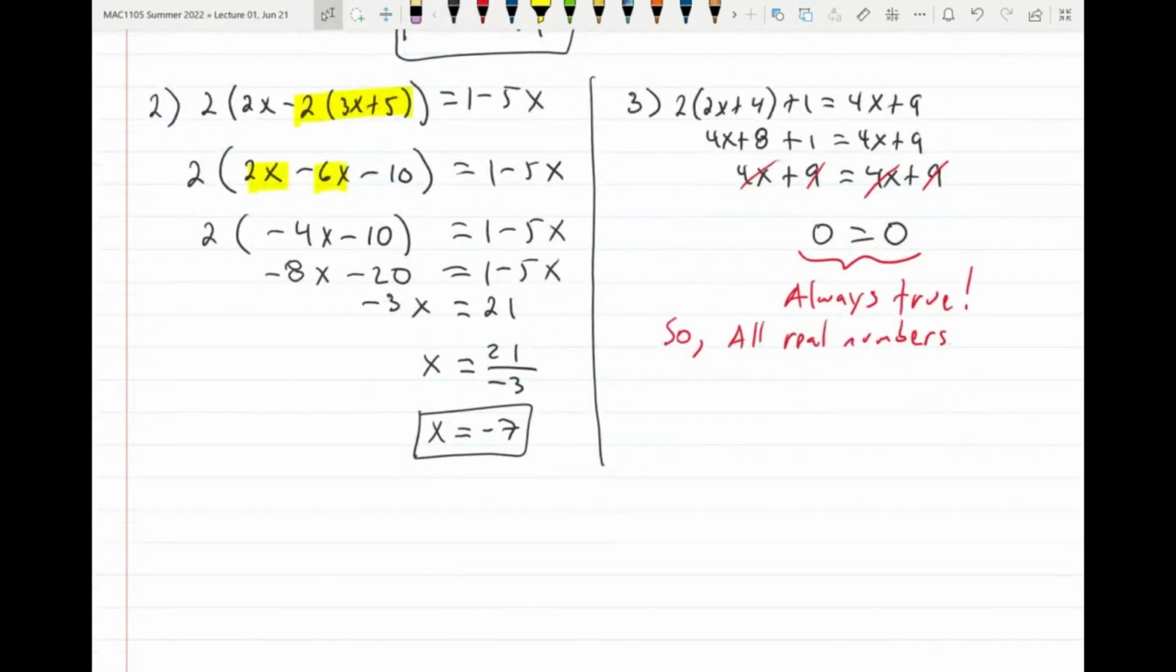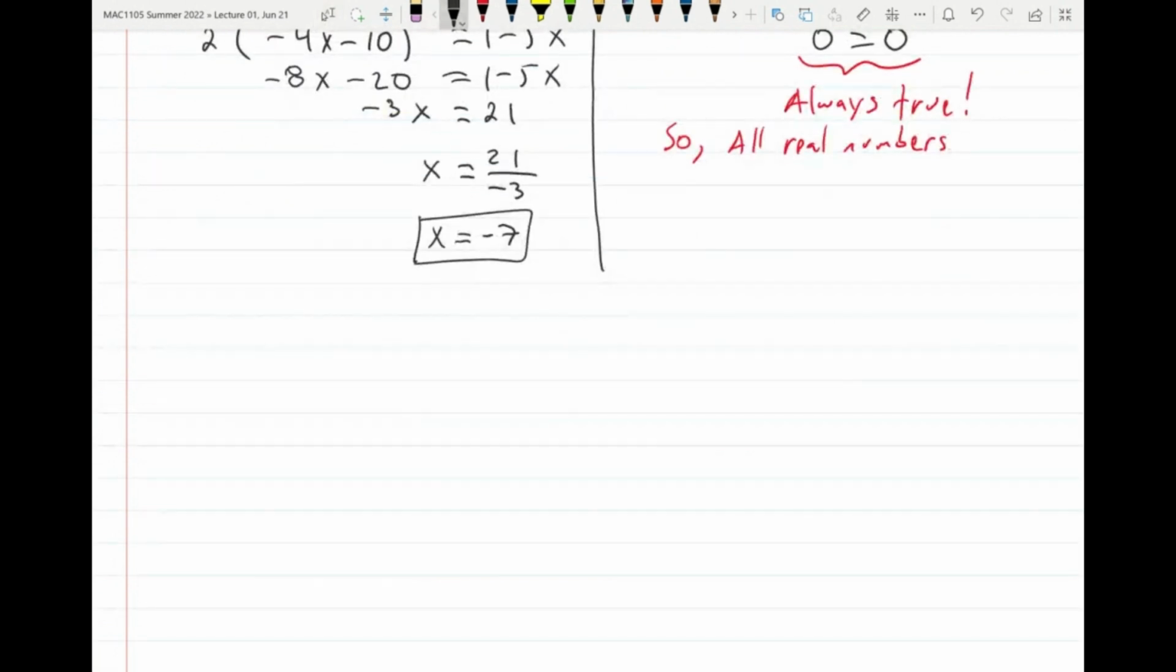And again, for no solution, which the one that we're about to do, the same sort of thing is going to happen. It's just that, let's say it would be 4x plus 9 equals 4x plus 3. Then the x's are gone, but you end up with 9 equals 3. That doesn't make sense. That's why you know that there's no solution. Okay?